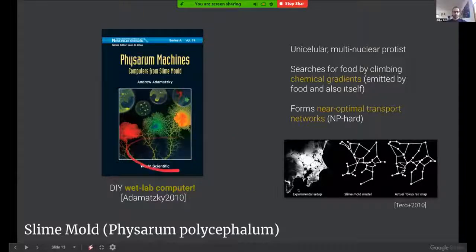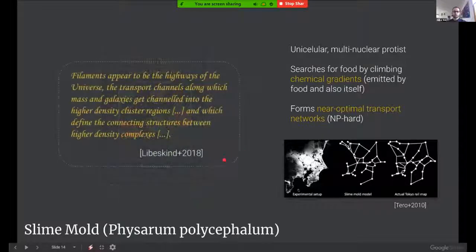And the reason why this organism could be useful for us is because of what we know about the cosmic web. From one of the papers that surveys many of these cosmic web finders, there's a quote: "Filaments appear to be the highways of the universe, the transport channels along which mass and galaxies get channeled into the higher density cluster regions, and which define the connecting structures between the higher density complexes." So it's basically the cosmic web is like the matter, the gas highway of the universe.